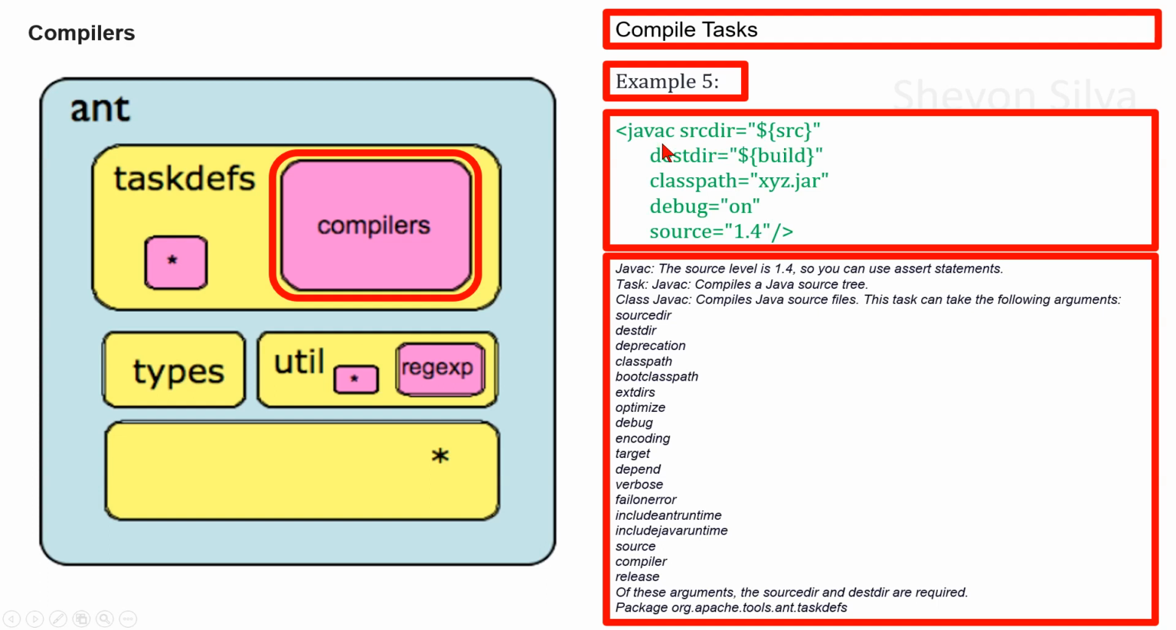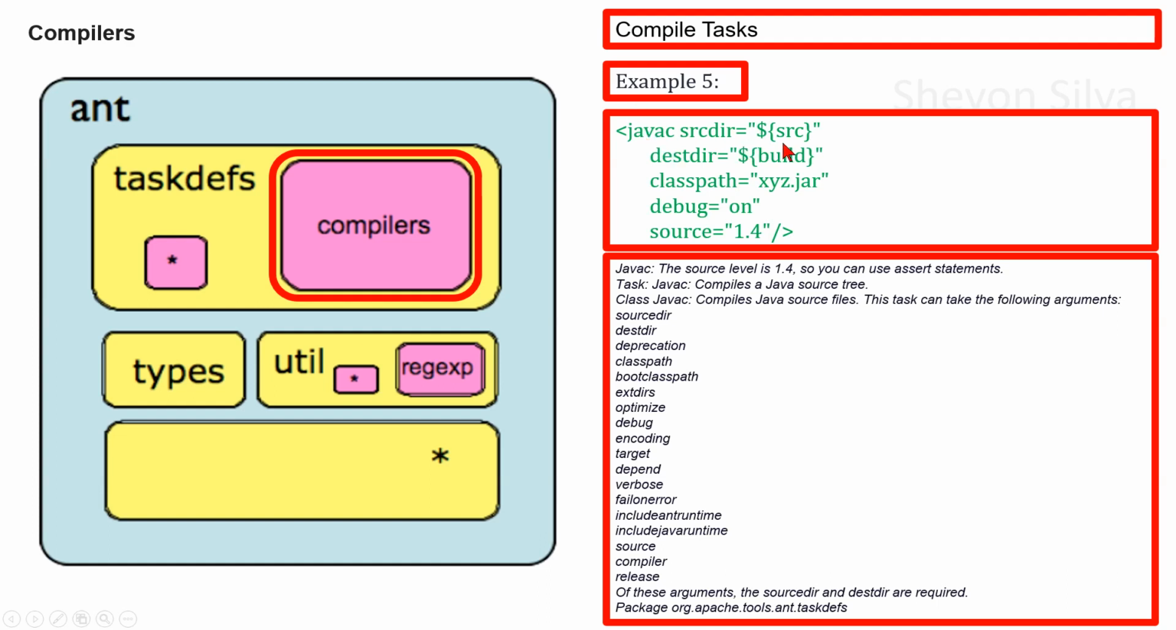This task can take the following arguments: source dir, dest dir, deprecation, class path, boot class path, xdirs, optimize, debug, encoding, target, depend, verbose, fail on error, include Ant runtime, include Java runtime, source, compiler, release. Of these arguments, the source dir and dest dir are required. This is in the package org.apache.tools.ant.taskdefs.